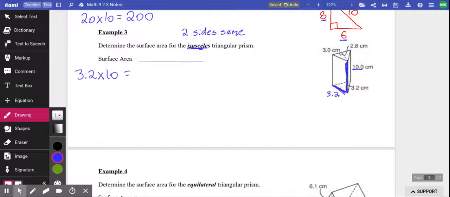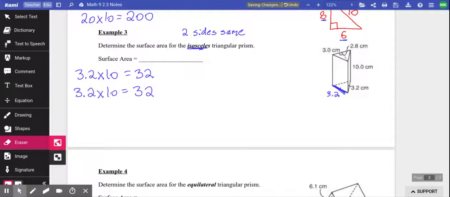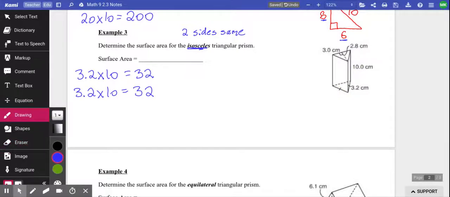So if you got an answer of 32 for the front, you could then repeat it for the right side to get another 32. And that's fine. If you just doubled it, that's fine too. It's kind of your choice. 3.2 times 10. My next one that I'm going to do is the backside rectangle. So the backside rectangle is right here. I'm using the base of the rectangle times the side of the rectangle. That would be 3.0 times 10 for 30.